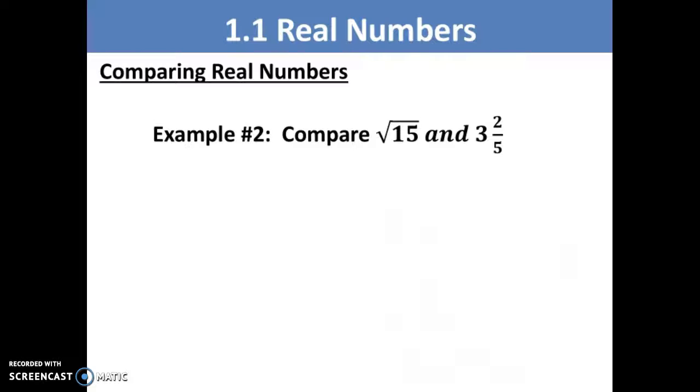So 5 goes into 24 four times, with 0 remaining. So 3 2/5 is actually not approximately, it is 3.4. The square root of 15, we said, was approximately 3.8. 3 2/5 is 3.4. So if we are comparing these two numbers, we can say that 3 2/5 is less than the square root of 15.